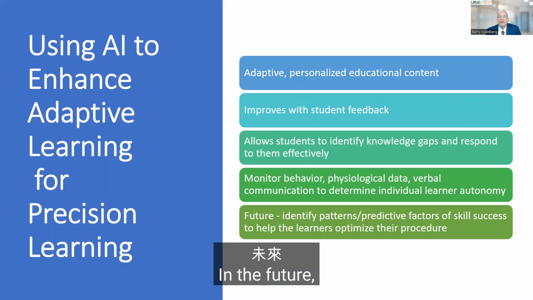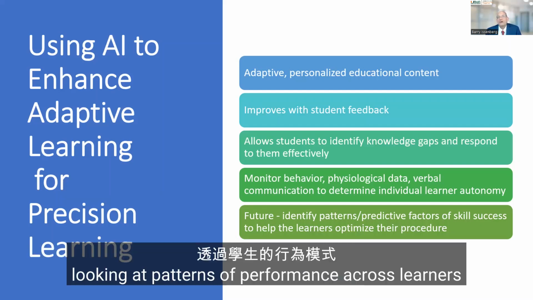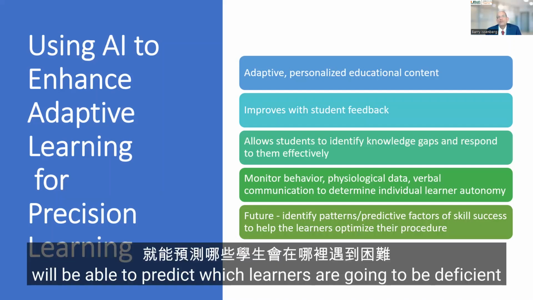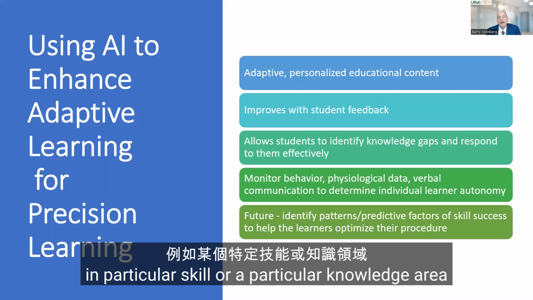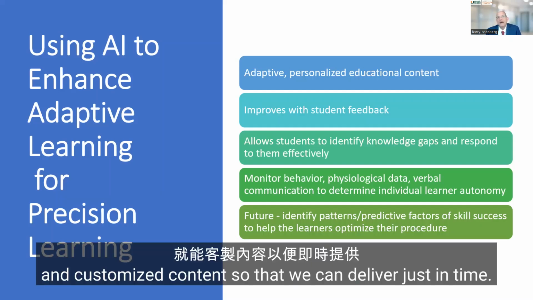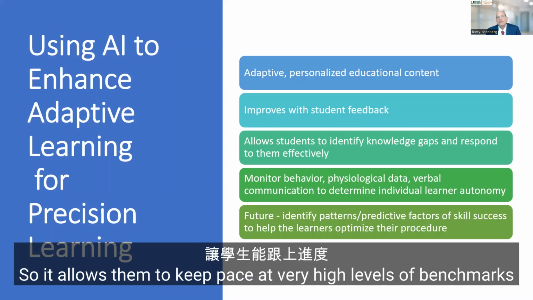In the future, by looking at patterns of performance across learners, we'll be able to predict which learners are going to be deficient in a particular skill or knowledge area, and customize content so that we can deliver just in time, allowing them to keep pace at the very high levels of benchmarks we expect from all our learners.